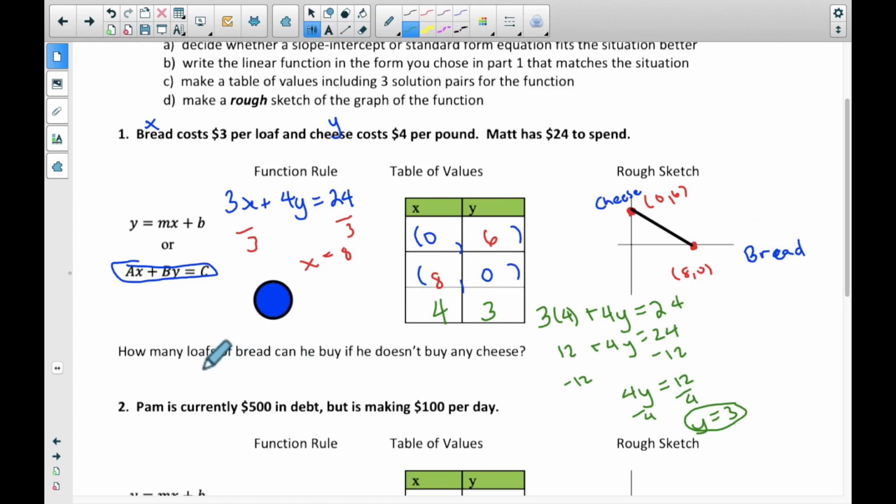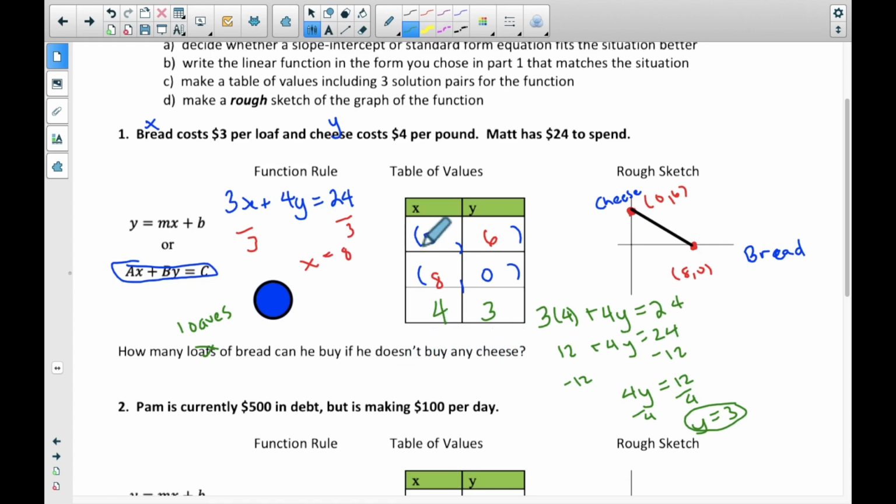Okay, there's a little bit of a typo here because it says how many loaves of bread can he buy if he doesn't buy any cheese? The typo I'm talking about is the plural of loaf is loaves. Not that that's not important, but that's loaves. So how many can he buy if he doesn't buy any cheese?